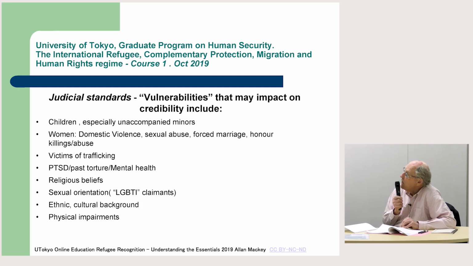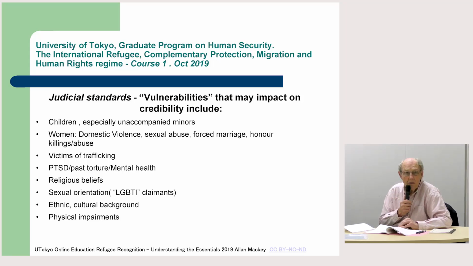Women: domestic violence, sexual abuse, forced marriage, all these things, honour killings. We used to get a lot of those sorts of cases, even within the UK, they would go to the honour killings itself. Victims of trafficking, we've talked about PTSD, religious beliefs and what comes with them, sexual orientation, ethnic backgrounds, physical, the list goes on and on. All right? So we'll stop there and take a break for 10 minutes.